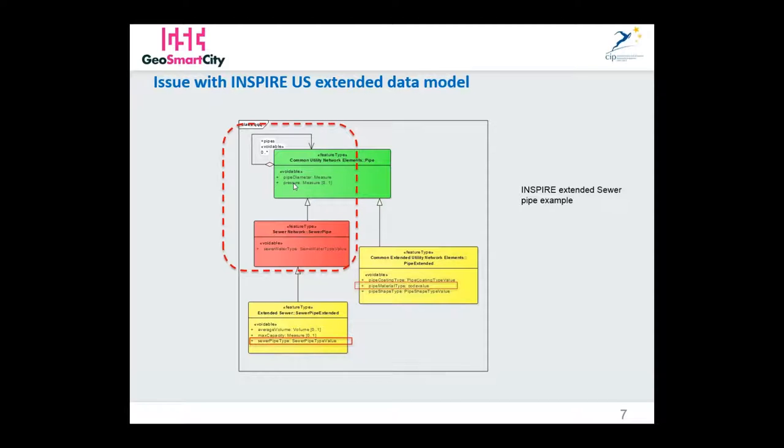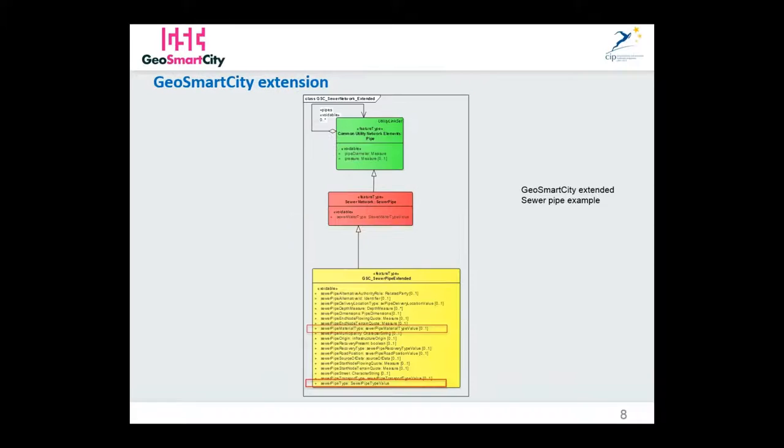But as we can see from the slide, sewer pipe extended inherits just sewer water type value and pipe diameter and pressure attributes, and cannot see pipe extended. So the attributes defined in the extended pipe are not seen by the sewer pipe extended, because it inherits just sewer network, sewer pipe attributes, and common utility network pipe attributes.